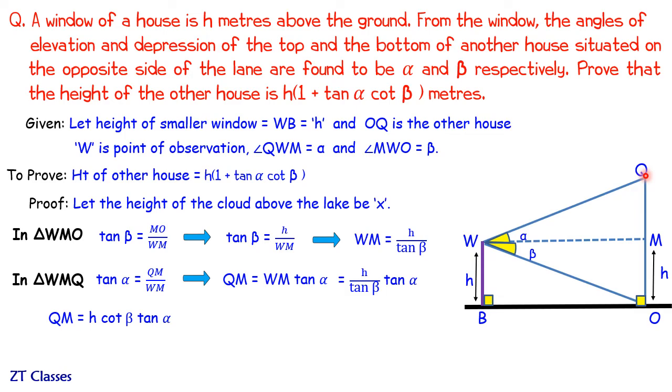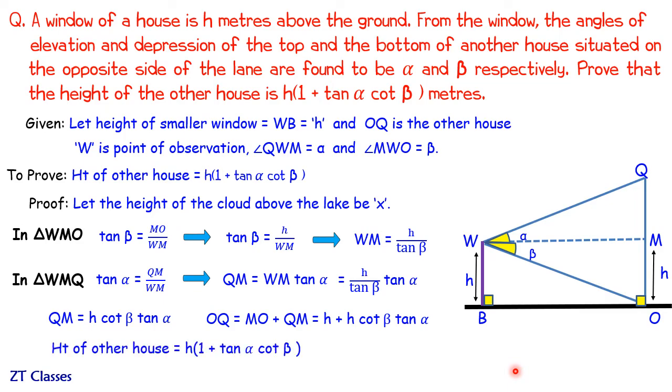But we don't have to find QM, right? We have to find the value of full QO, or the building. So the value of QO is MO plus QM, and MO is h, QM we have just found. So adding these two, we'll get our result, that is the height of the building is h times 1 plus tan alpha cot beta, and that's what we had to prove, and hence proved.